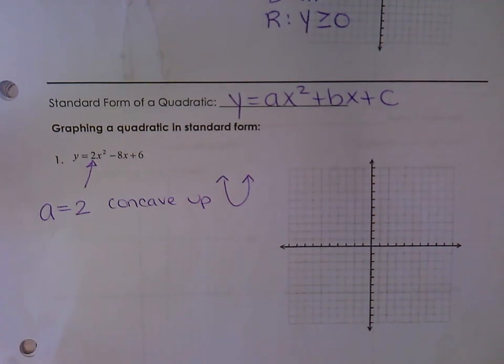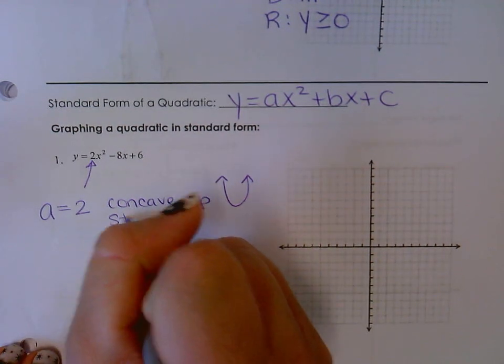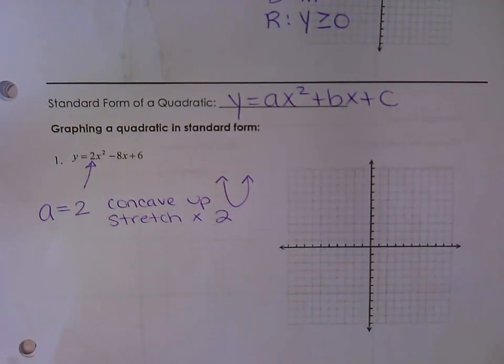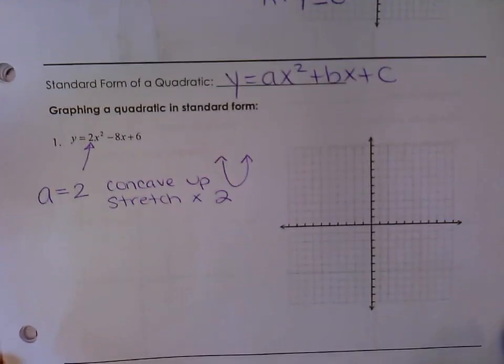And what else do I know about my graph? If it's a 2 that's sitting there, is it the parent function? It's going to be stretched times 2. So I'm kind of storing that information. I know that that's what it's going to look like. Now I need to figure out where the vertex got moved to, and that's your B information.